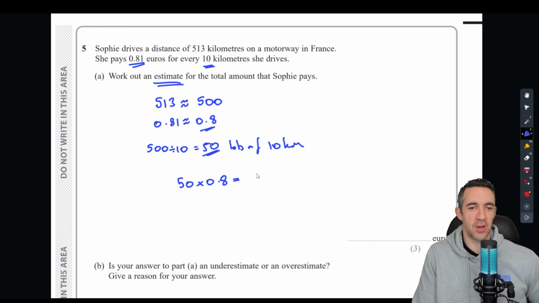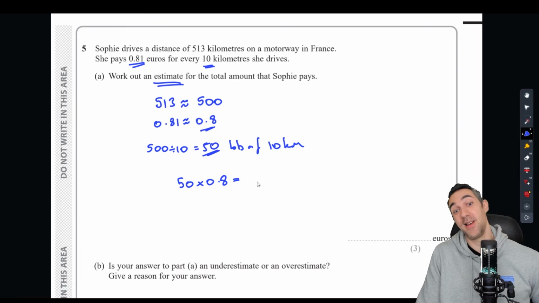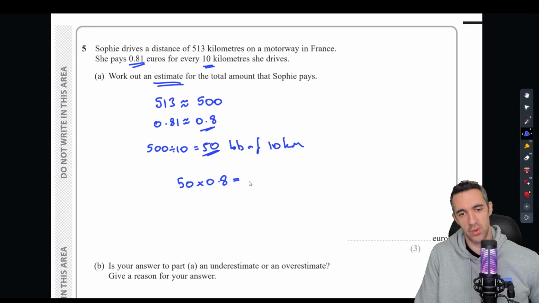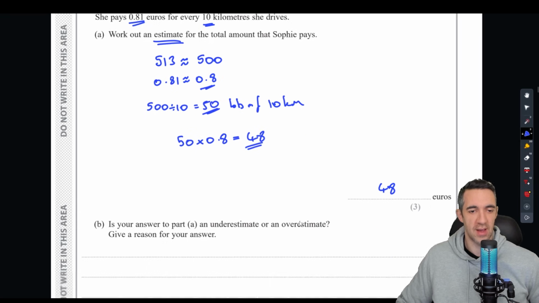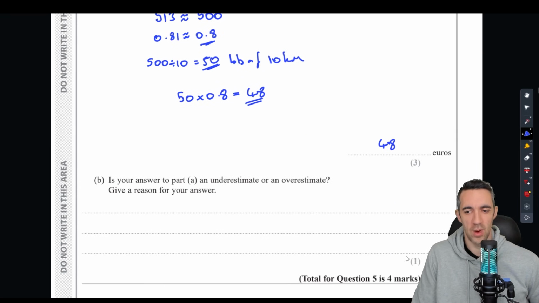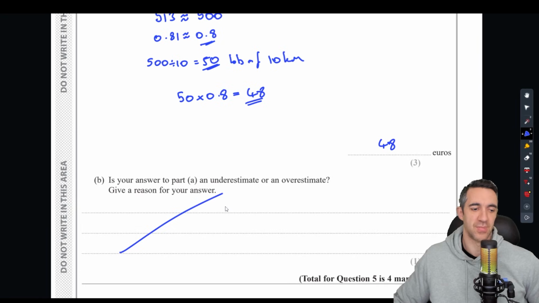So what sort of error could we put here for 50 times 0.8? Obviously it would be 40. Let's assume it went horribly wrong and I wrote 48 for some reason. So we'll go 48 euros. I think that should be enough for 2. I'm definitely not going to get my 3rd mark. Okay, part B. Oh, 1 mark answer. Can't do that one. So we'll write that one off.